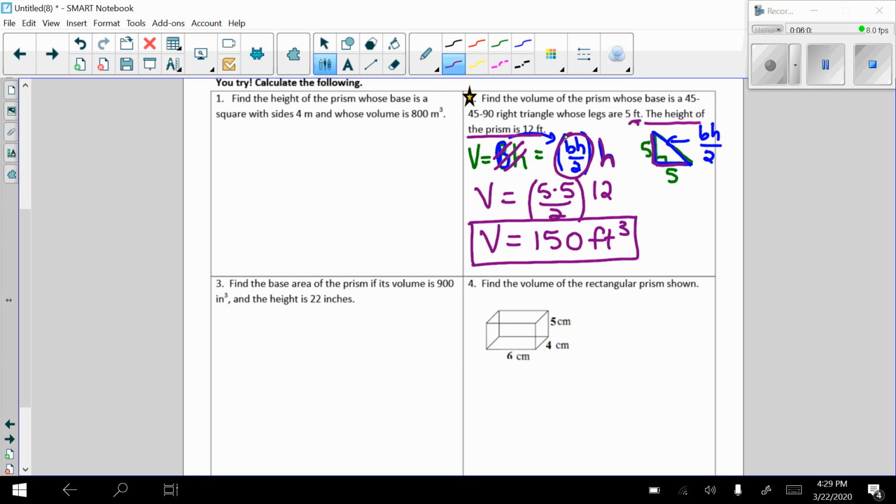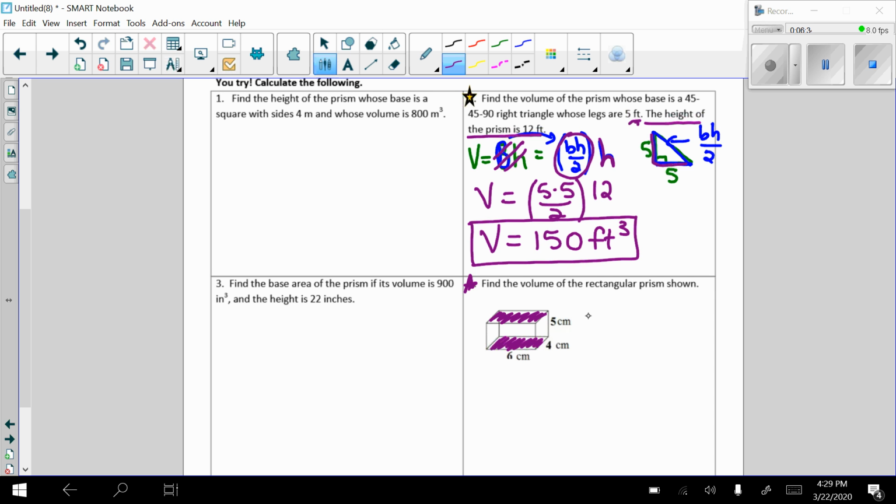Okay, let's take a look at number 4. Number 4 is an interesting case because this one, we're not really being told what the base is. But remember on the previous page, I told you any pair of opposite sides could be the base. So I'm going to call the bottom and the top the base.